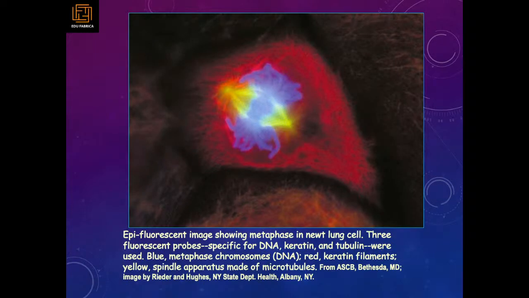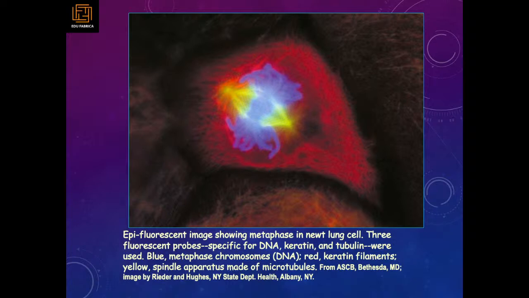Now this is another image, the epifluorescent image. This image is one of my favorites. This is showing the metaphase in lung cells. Here we can see three fluorescent dyes are probed. First is specific for DNA, then keratin, and tubulin. So DNA is there, keratin is there, and tubulin is there.